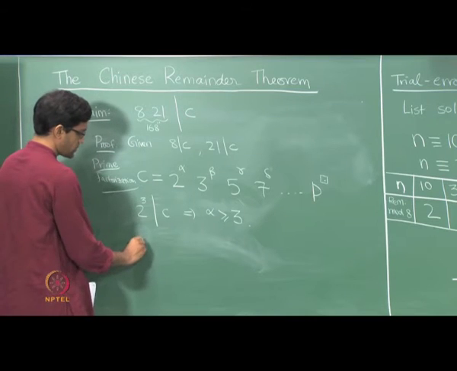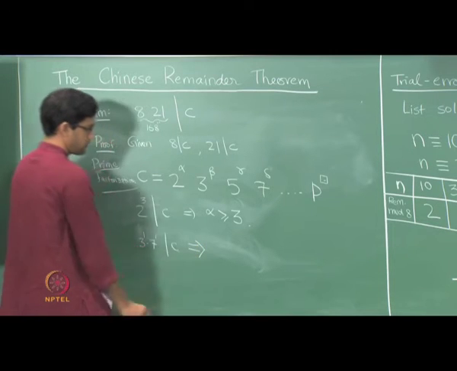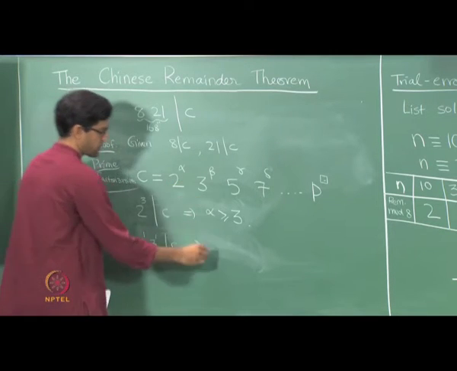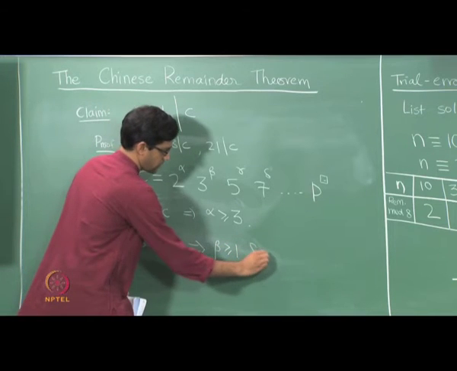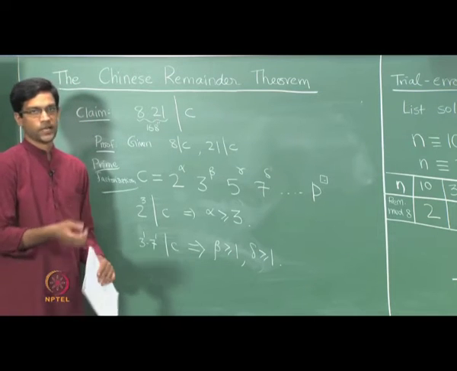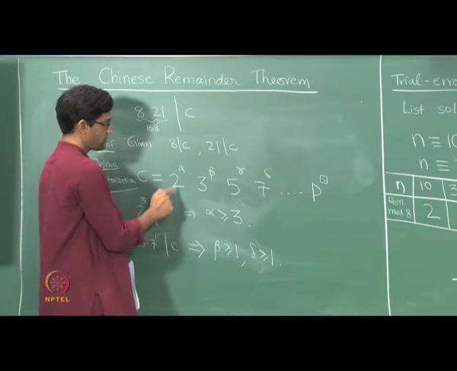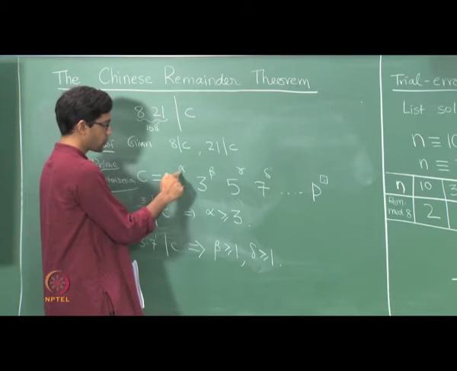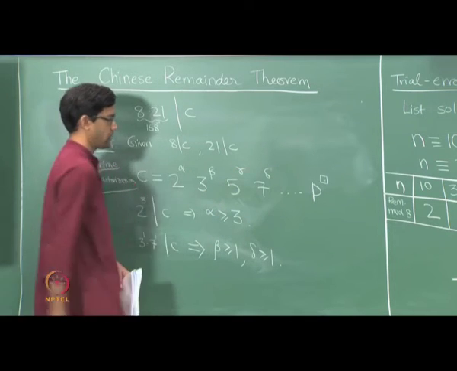Similarly, 21 is 3 times 7, so it's 3 power 1 times 7 power 1. C is a multiple of that, which implies that there must be at least one power of 3 and at least one power of 7. Let's call it delta. The rest of the things I can't say anything about, but at least I have concluded that the prime factorization of C must have at least a 2 cubed appearing, a 3 power 1 appearing and a 7 power 1 appearing.